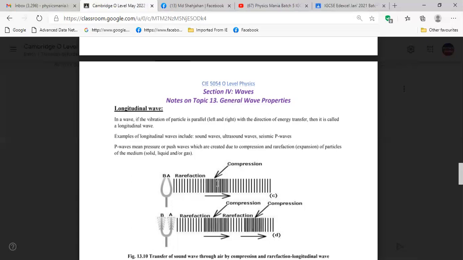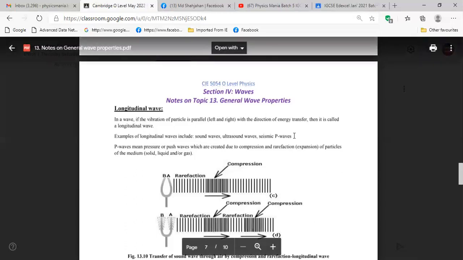You see in the diagram we have expansion of the air molecules, and here we have compression of the air molecules due to the vibration of the tuning fork. This is one instrument known as a tuning fork. This is used in our physics lab, and it is also used for some medical purposes. Okay, so here you write only the first two sentences, in a wave from here till seismic P waves.